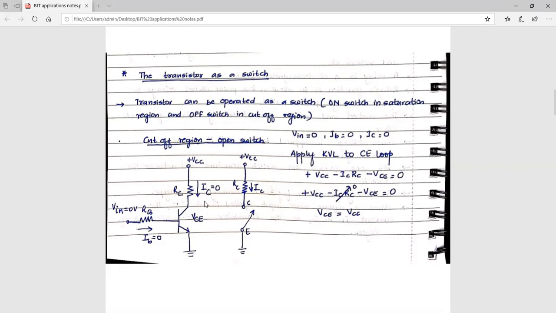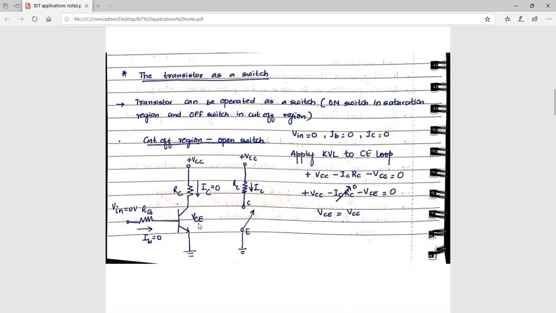Now, why beta times IB? It is the current gain of the common emitter configuration, where beta is given by IC by IB. Now, your IB is 0, so your IC, which is beta times IB, is also going to be 0, right? Now, if we apply KVL to the collector emitter loop, that is plus VCC minus ICRC minus VCE equal to 0.